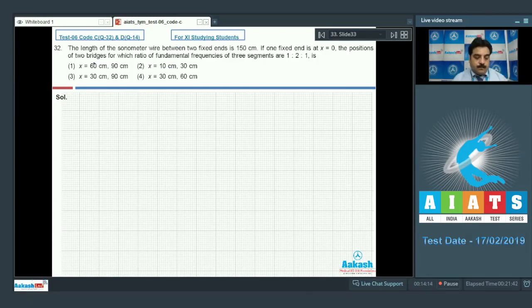In problem number 32, the length of a sonometer wire between two fixed ends is 150. If one fixed end is at x equals 0, find the position of two bridges, which divide the wire so the ratio of fundamental frequencies of the three segments is 1:2:1. If I use the relation n = 1/2L times the square root of tension over linear mass density, then according to the problem, tension and linear mass density remain constant, so I can say n is inversely proportional to L.